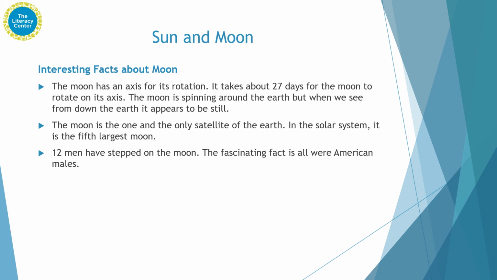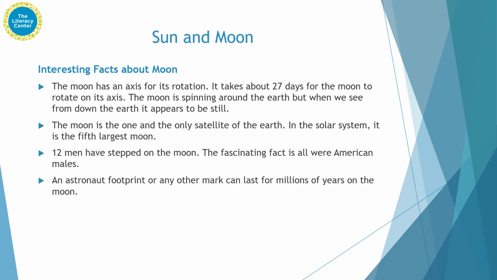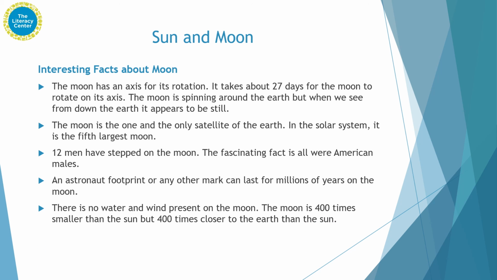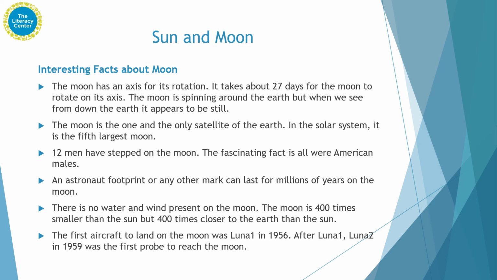12 men have stepped on the Moon. The fascinating fact is all were American males. An astronaut footprint or any other mark can last for millions of years on the Moon. There is no water and wind present on the Moon. The Moon is 400 times smaller than the Sun, but interestingly, it is 400 times closer to the Earth than the Sun. The first aircraft to land on the Moon was Luna 1 in 1956. After Luna 1, Luna 2 in 1959 was the first probe to reach the Moon.